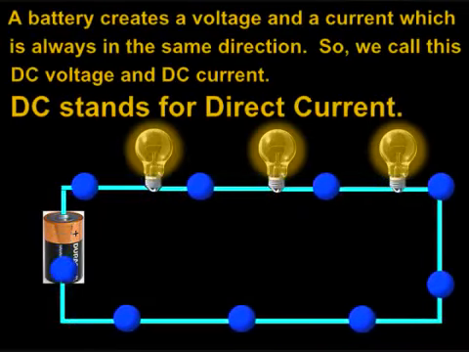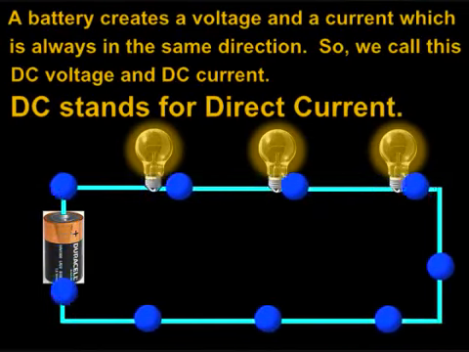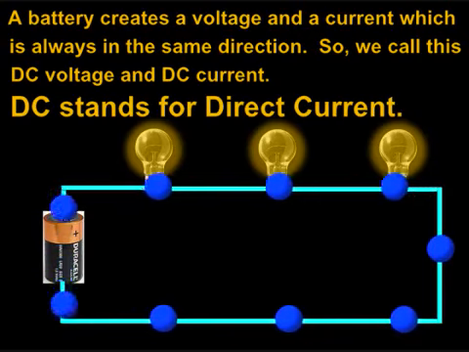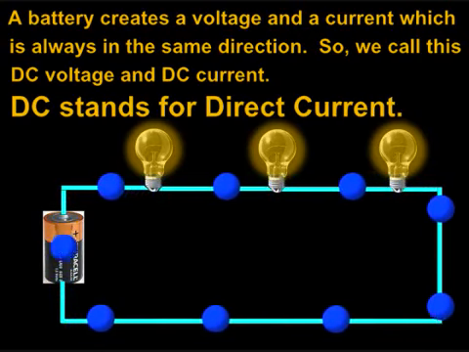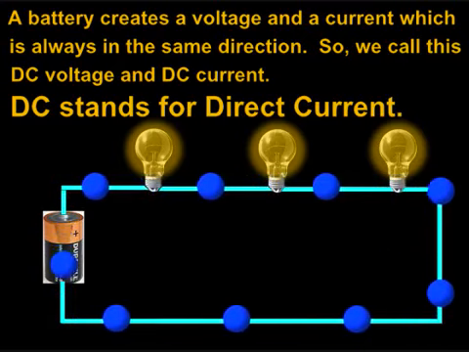A battery creates a voltage and a current which is always in the same direction. So we call this DC voltage and DC current. DC stands for direct current.